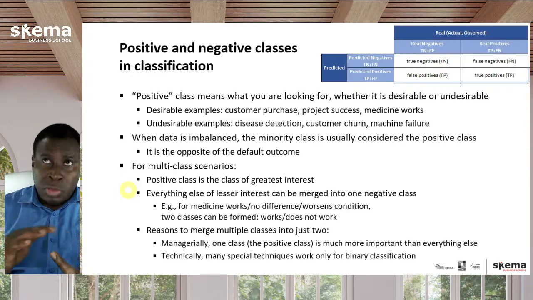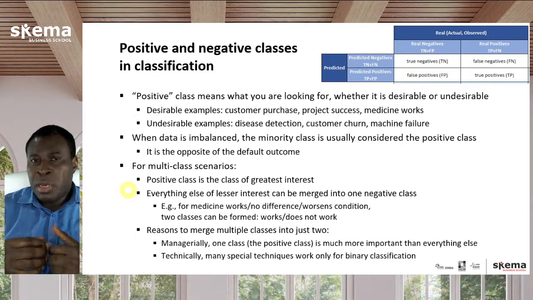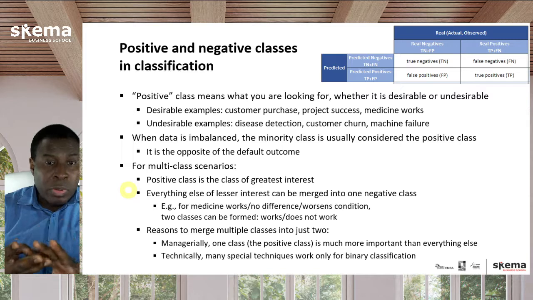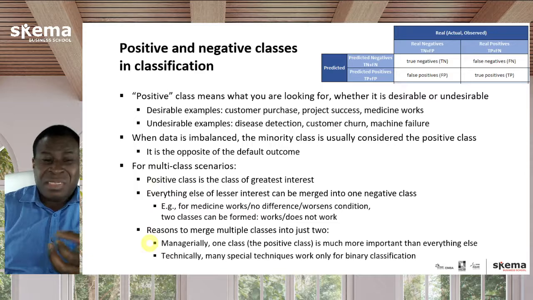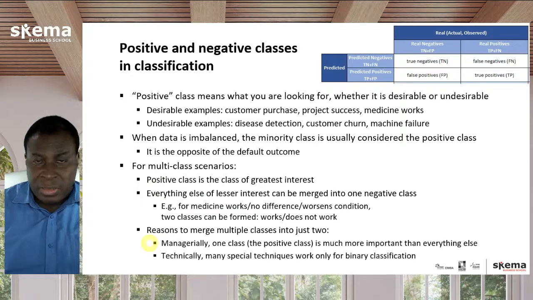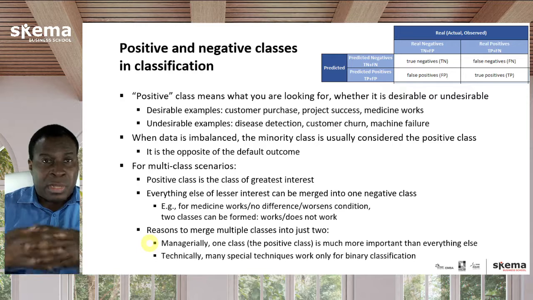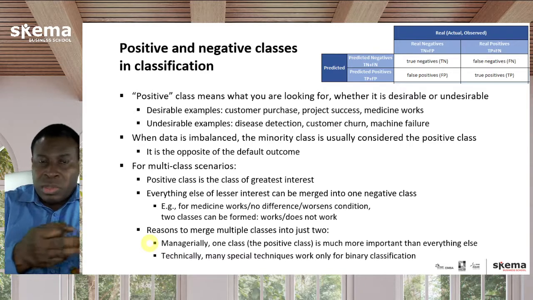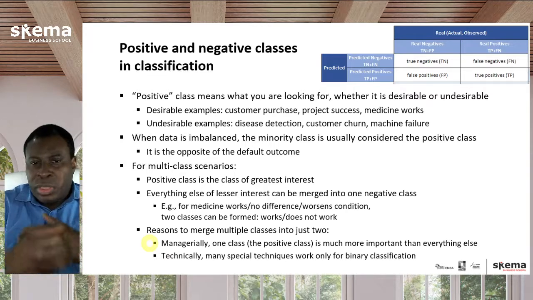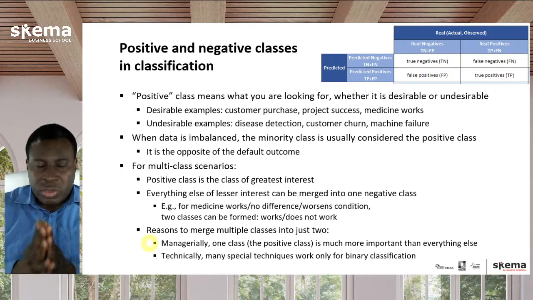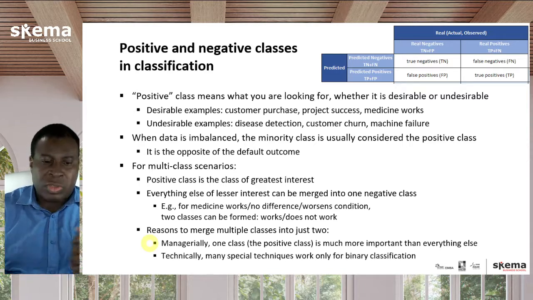Now, a lot of techniques could let you classify the three classes separately, but there are reasons to group all the things that are not positive into one negative class. Managerially, sometimes it's just more important than anything else. Like in the medicine example, maybe the doctors want to know: does the medicine work or not? Whether it doesn't work or the patient gets worse, well, even without the medicine they might not have gotten worse, so just lump it into "the medicine did not help them get better." You're really interested in focusing on whether the medicine works or not.